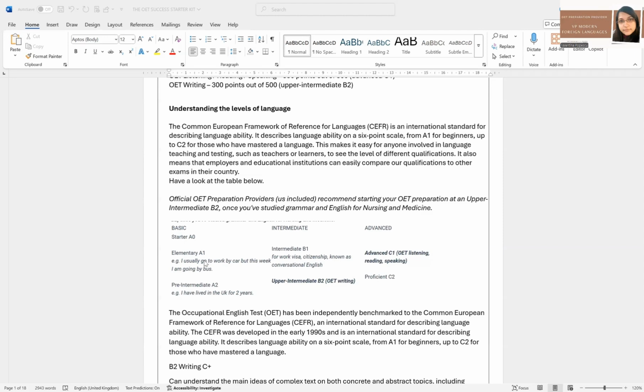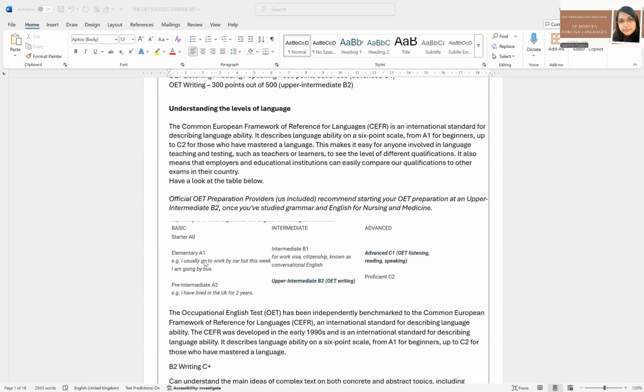Then pre-intermediate A2, this is the level where we focus a bit more on comparison of tenses and past tenses. So we compare present simple and continuous, we compare past simple and present perfect. Intermediate B1 is the level that we need now for the visa and the citizenship, and it's also what we call conversational English. But when I say conversational English, this means that you can have a wide variety of conversations on different topics. So not just that you are able to answer simple questions, you can have a conversation.